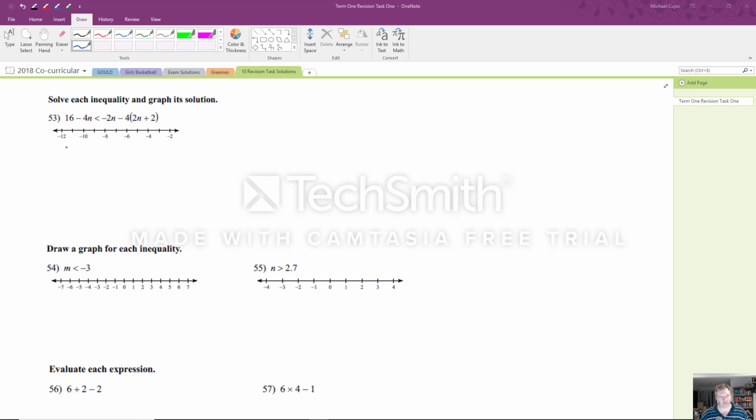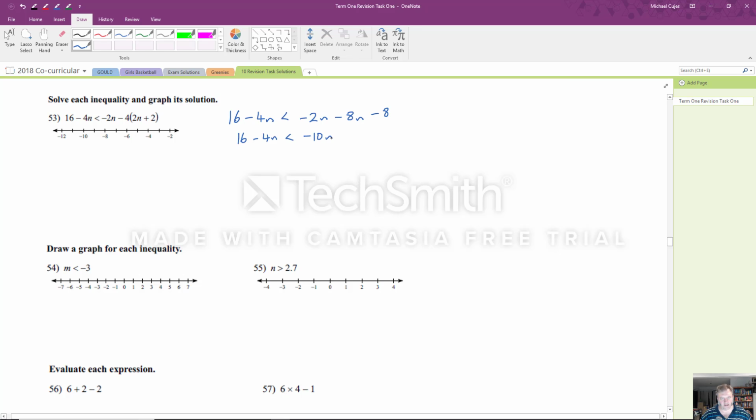Alright, here we go with the next part of these solutions. Solve the inequality and graph its solution. Okay, well let's just deal with this. There we go. 16 minus 4n is less than negative 2n. I'm going to expand that bracket. Negative 4 by 2n is negative 8n, and negative 4 by 2 is negative 8. Simplify the right hand side before we do anything else.